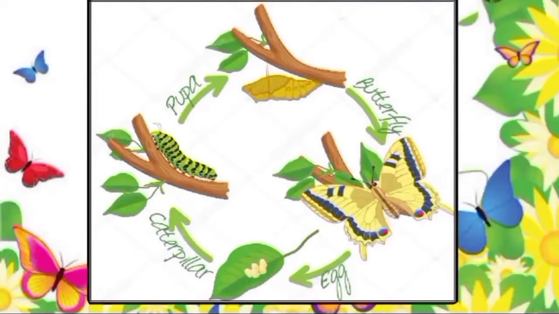Now let's understand the life cycle of a butterfly. Butterflies have 4 life stages: the egg, the larva, which means caterpillar, the pupa, and the adult butterfly. Each of the 4 stages is very unique to individual species of butterflies, which is a part of what makes watching and raising butterflies so much fun.